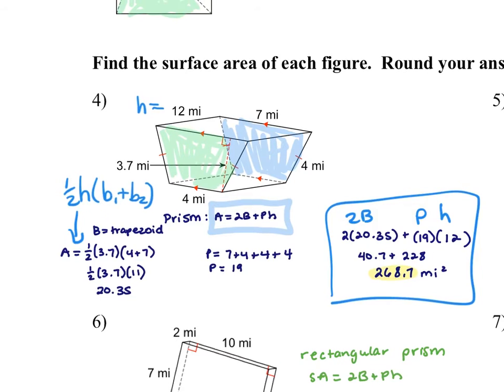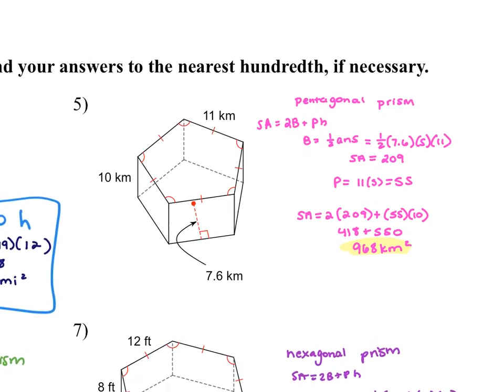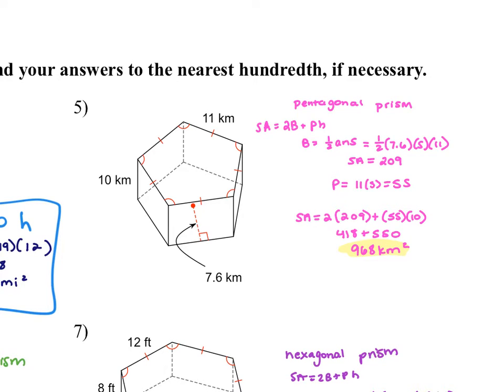All right, let's go to number 5. And number 5 is a pentagonal prism. And this would be 2 times the base plus the perimeter times the height. So this is where we have to do the formula 1/2 apothem times number of sides times side length. Pretty good on that? So let's go ahead and label the picture.